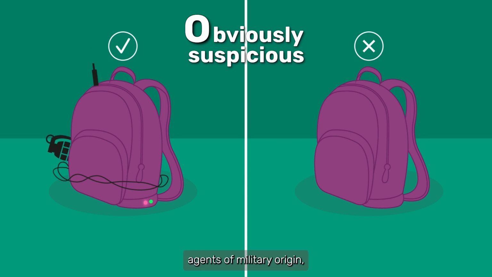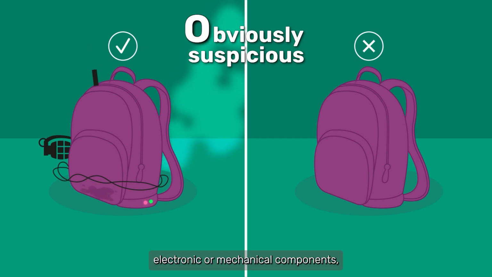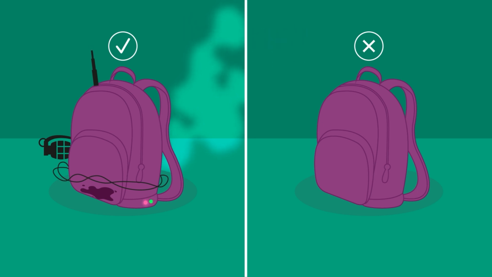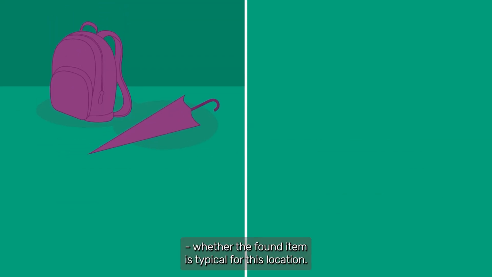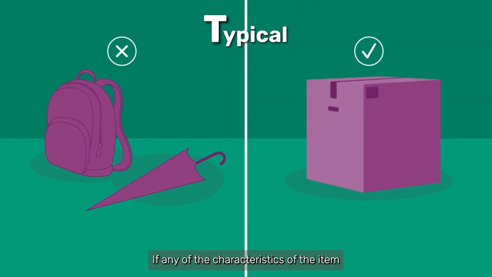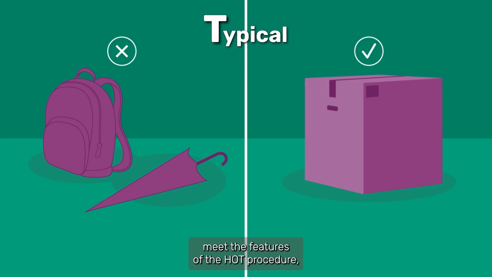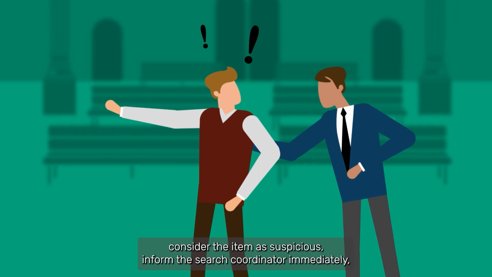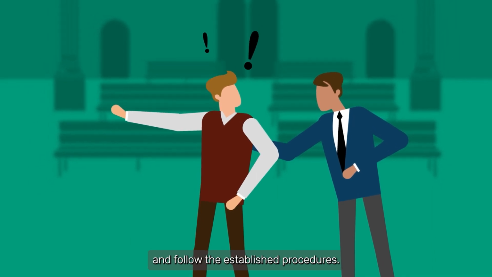These include agents of military origin, explosives, fragmenting elements, electronic or mechanical components, protruding wires, protruding antenna, strange odor, sounds coming out, leaking fluids, smoke coming out. Typical: whether the found item is typical for this location. If any of the characteristics of the item meet the features of the HOT procedure, consider the item as suspicious, inform the search controller immediately, and follow the established procedures.